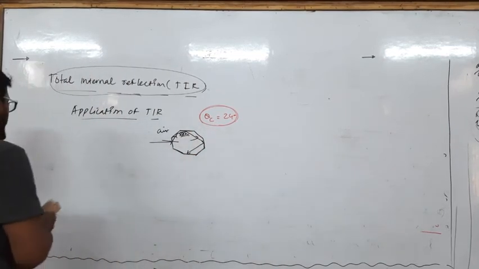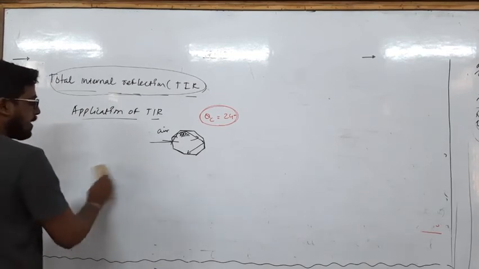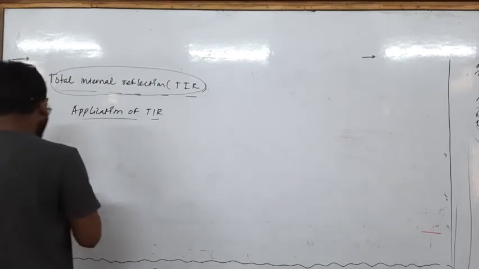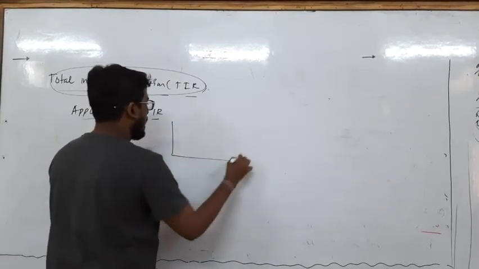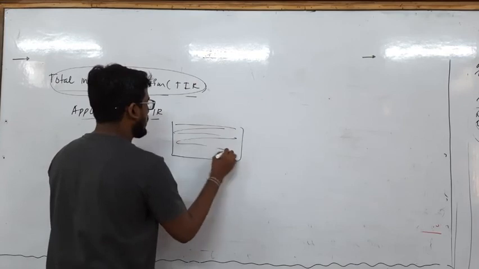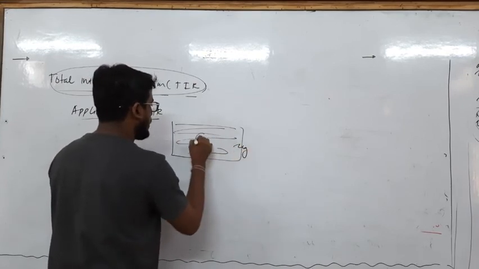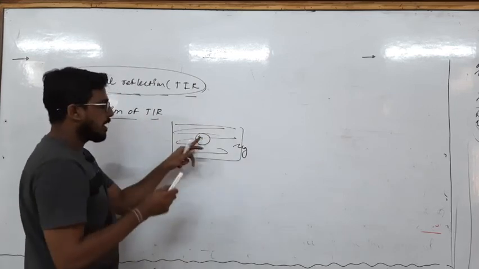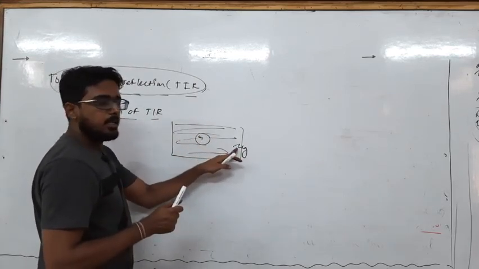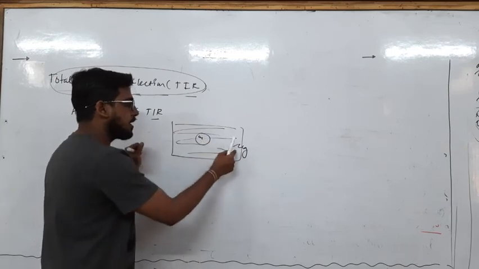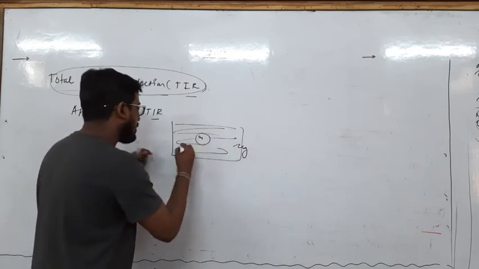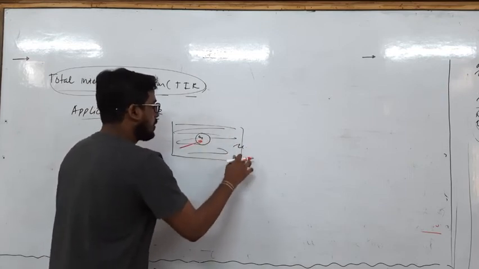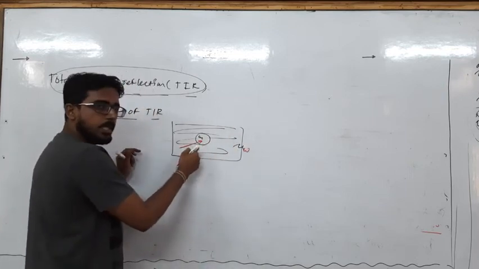Similarly, when an air bubble is placed in a liquid, it also shines. If this is water having refractive index mu g, and within it there is an air bubble, then within it is air. We already know air is the rarer medium and water is the denser medium. So when light goes from the water medium to the air medium, it goes from the denser to the rarer medium.